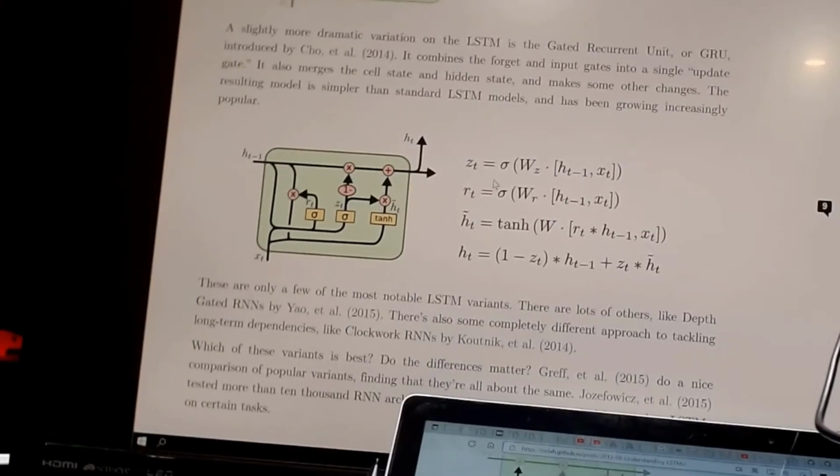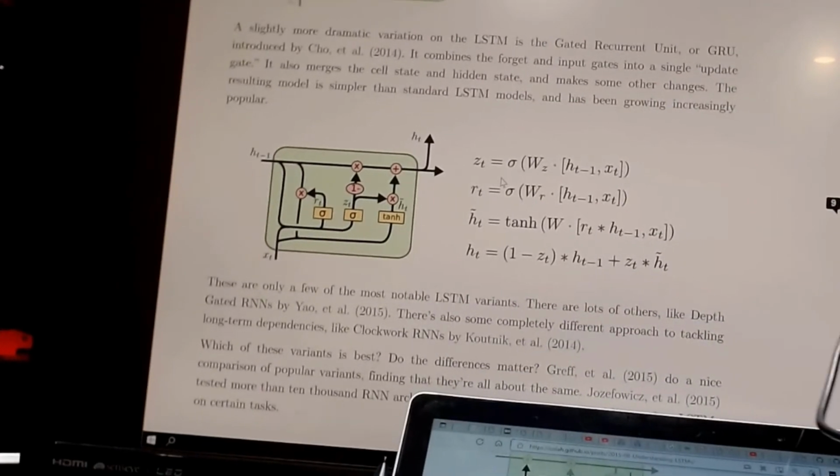Okay, back up. So ZT gives us a value of 0 and 1. 1 is for if we actually do want to go ahead and forget the value, and 0 is whether or not we don't want to. Okay, so let's step back one more time. So we have ZT. ZT gives us a value between 0 and 1. ZT is an update gate.